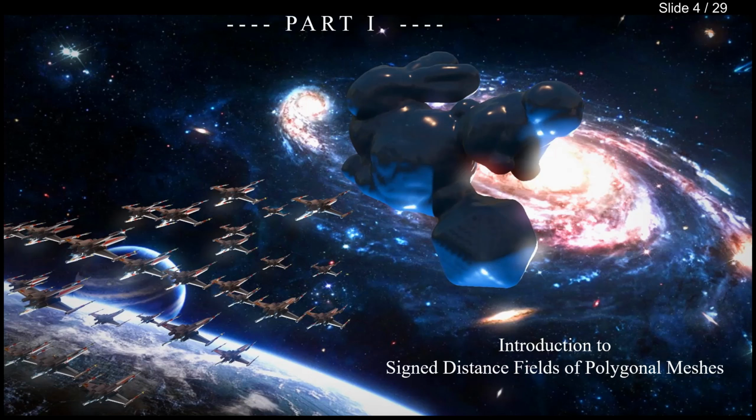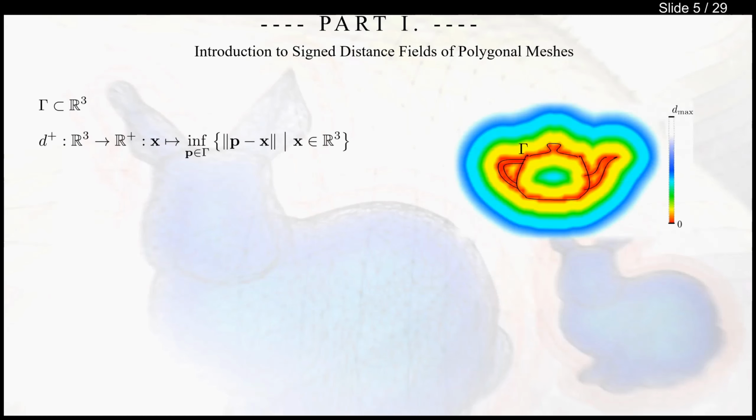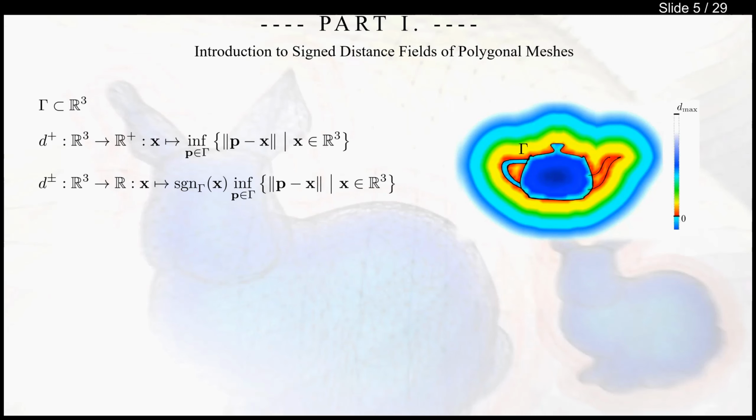In the first part of this lecture, I'd like to introduce the viewers to the notion of signed distance fields. If we denote a surface as a subset of the 3D space by capital gamma, the unsigned distance function to gamma is defined at each point x in space as the distance to the closest point on the surface gamma. The signed variant of the distance function is multiplied by a sign factor, which is an indicator which equals -1 if the point is in the interior of a closed surface and +1 elsewhere.